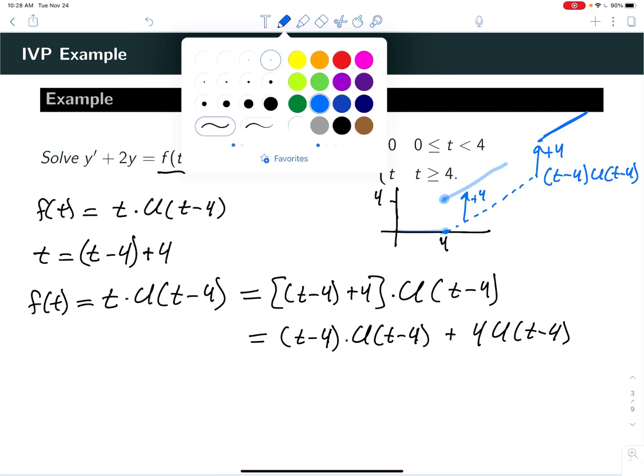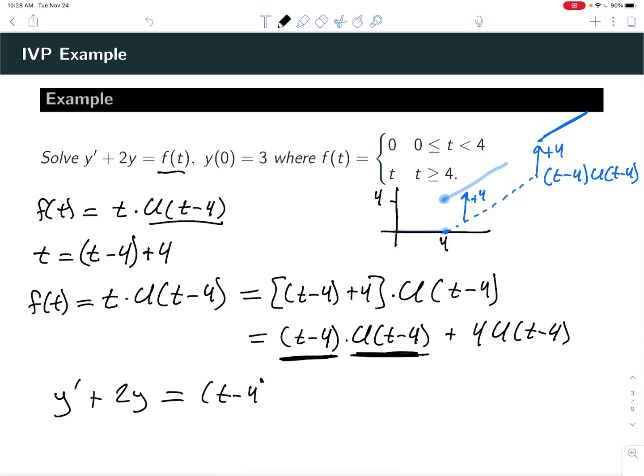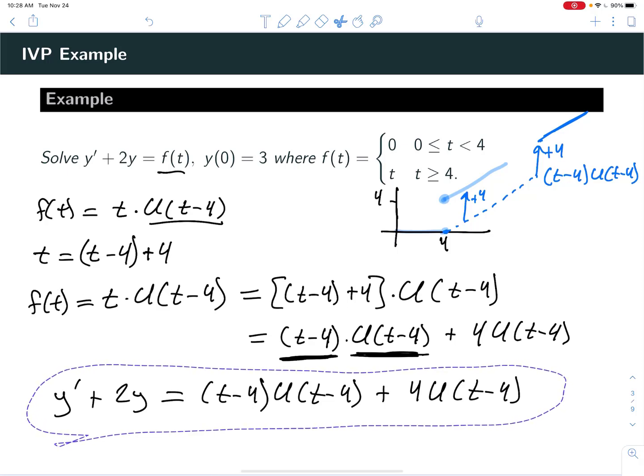So that's all we're doing, and we do in fact have to do that because our Laplace transform formula for u requires the function to be shifted the same way as the u, okay? So that's what we're going to do with that. Okay, so now we need to solve y prime plus 2y equals t minus 4 times u of t minus 4 plus 4 times u of t minus 4. Just like that. All right, so let's copy this, start a new page, and start solving.